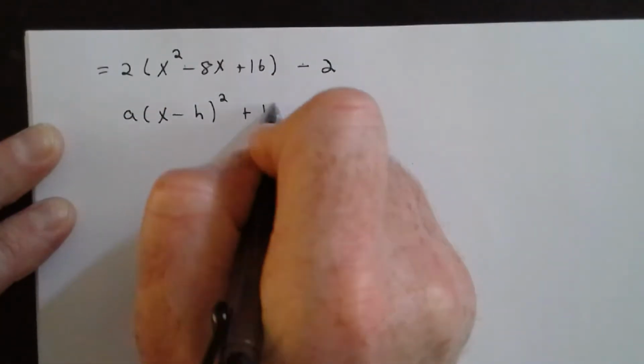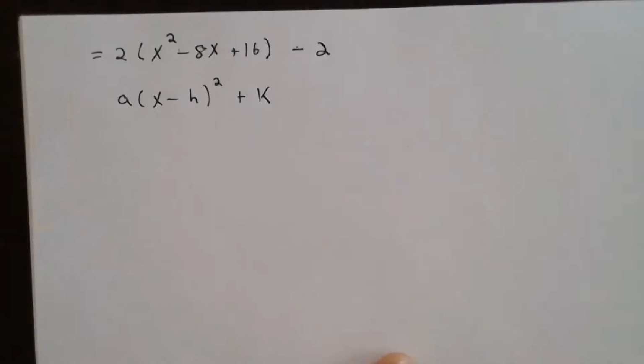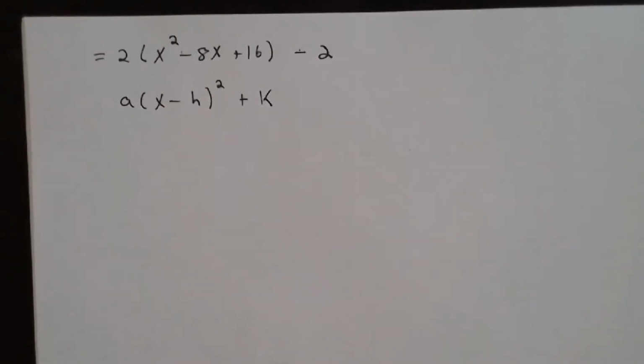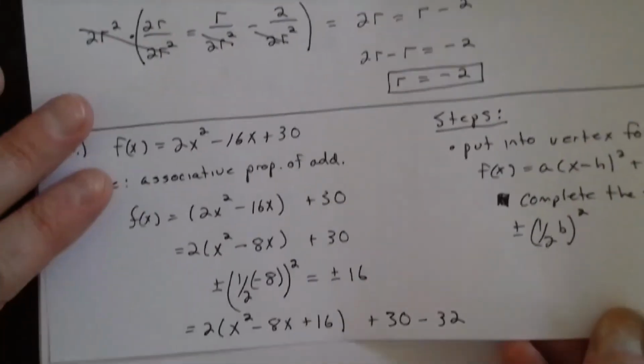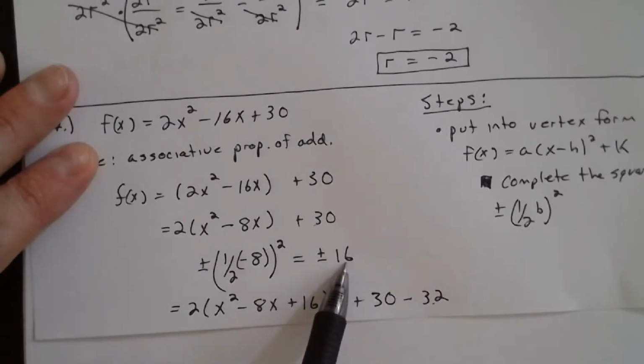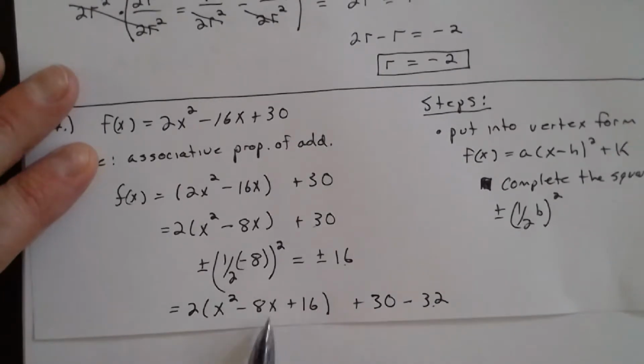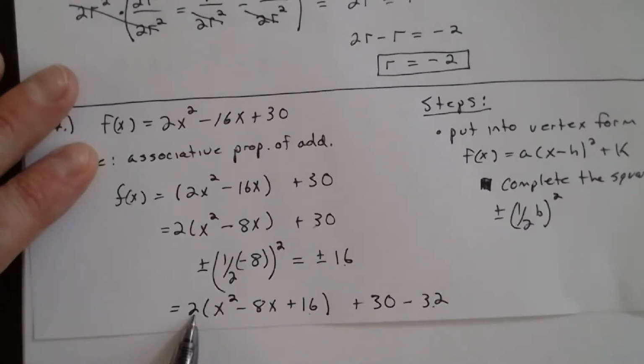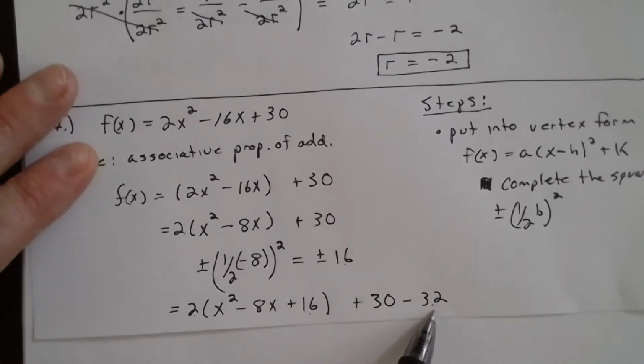Mr. Thomas, can you please show me how you got 32 again? He multiplied 2 times 16. I got 32 because we had 16, and I put 16 in, but we had factored a 2 out earlier on. And so essentially we added 32, not just 16. And so I have to subtract 32.